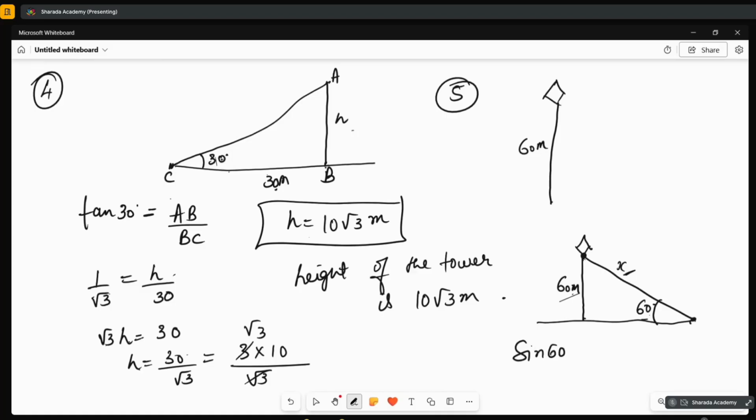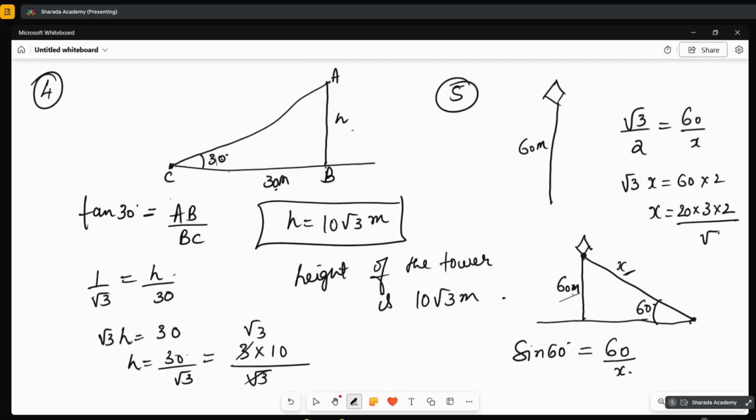So sine 60 degrees is equal to 60 by x. What is sine 60 equal to? Root 3 by 2. So root 3 by 2 is equal to 60 by x. Cross multiply. Root 3 into x is 60 into 2. So x is equal to 60 into 2 by root 3. 60 I can write as 20 into 3. So x is equal to 40 root 3 meters. Okay.